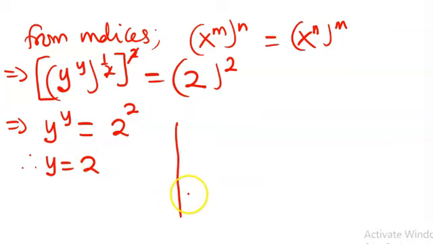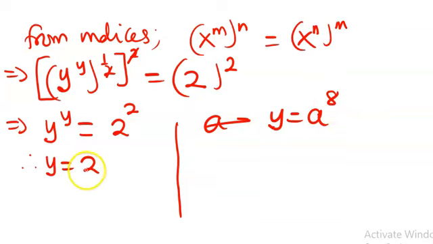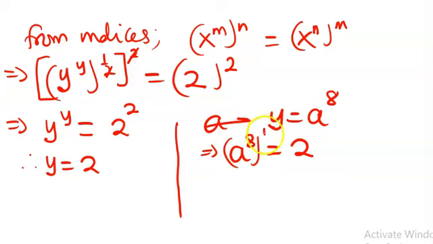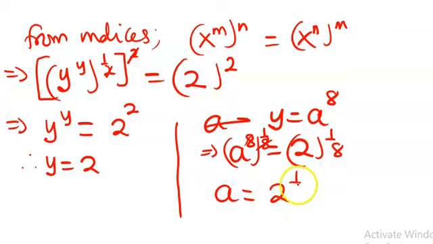Okay, now we said that y is equal to a raised to the power 8. Now y is 2, so this implies that a to the power 8 is equal to 2. So we want to find a. We can raise both sides to the power 1 on 8, so 8 will cancel. So we have a is equal to 2 raised to the power 1 over 8. That is the answer.